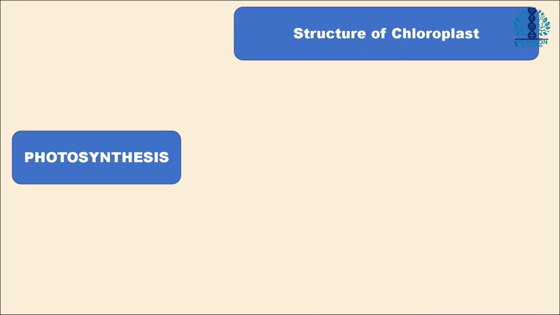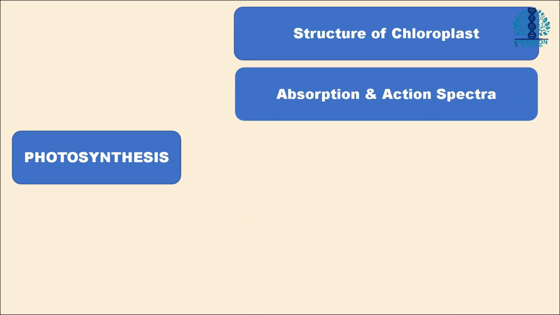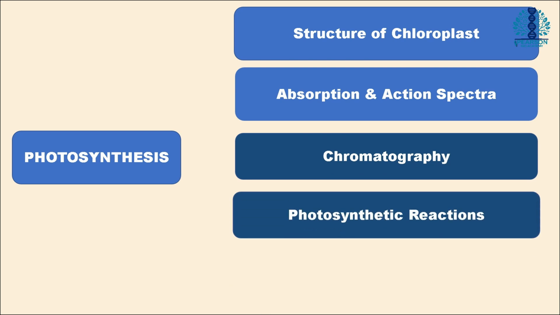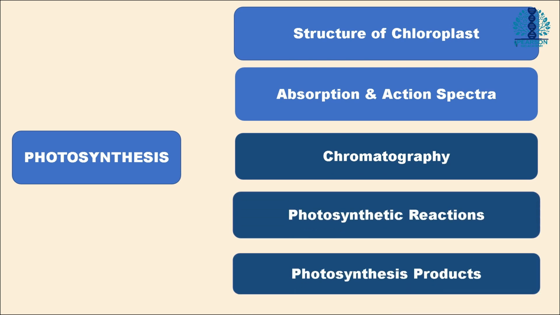For better understanding, I've divided the topic of photosynthesis into subcategories. They are structure of chloroplast, absorption and action spectrum, chromatography, photosynthetic reactions, and finally photosynthesis products. And today we'll be focusing on absorption and action spectra.